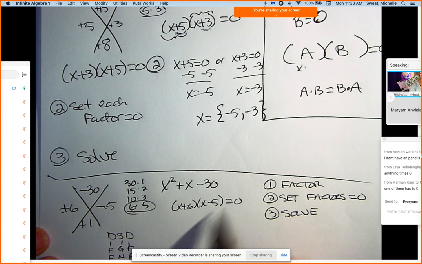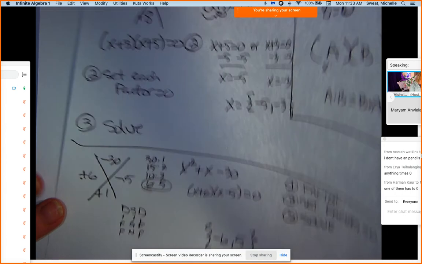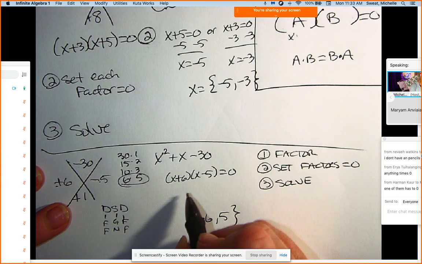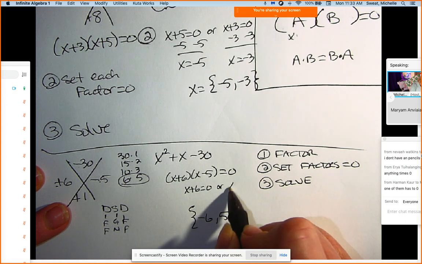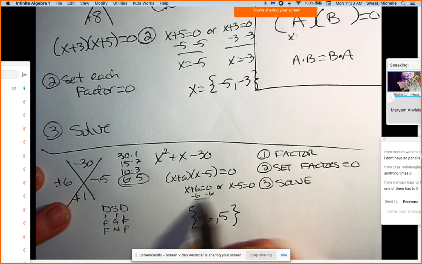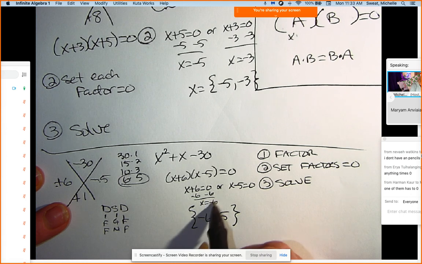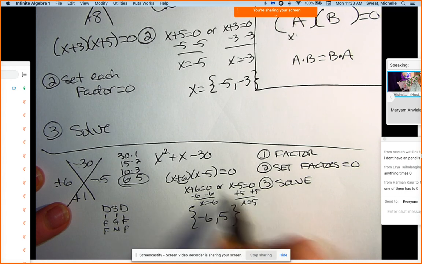Right from here, some of you can say, hey, I know my answers are negative 6 and positive 5, and you're 100% right. Sometimes, though, it is helpful to set them equal to 0, but at the beginning, it's quite simple. x plus 6 is equal to 0, or x minus 5 is equal to 0. I would subtract 6 here and get x equals negative 6, which is the opposite of this, or x equals 5, which is the opposite of this. These are your two answers.